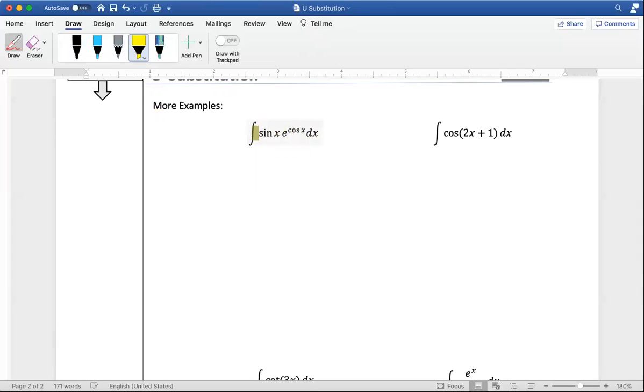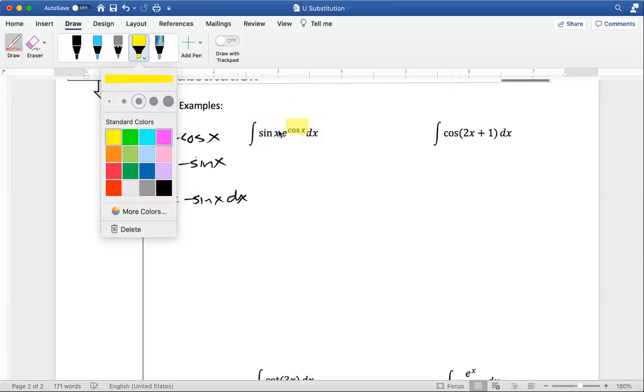Okay, in this one, what I notice is that I have this cosine up here in the exponent, and I don't really know how to do antiderivatives of e to anything besides just x. So I'm going to make that my u. I'm going to pick u to be cosine x. The derivative of cosine is negative sine. So I need a negative in here. So du is negative sine x dx.